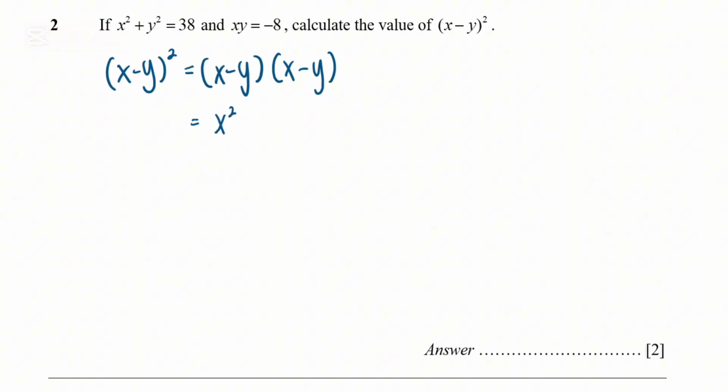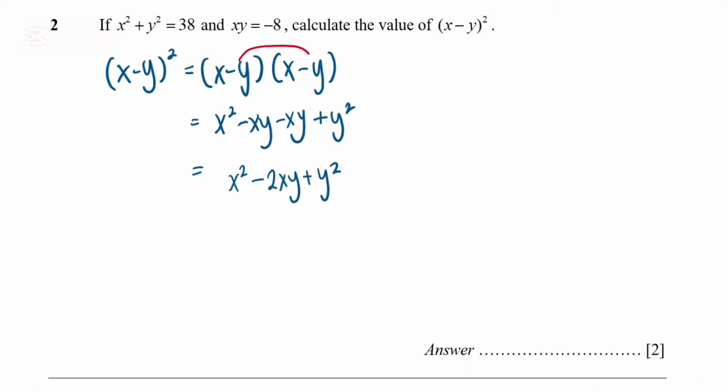It will be x squared if I take x times x, and then afterwards I will take x times negative y, which will give me minus xy, and then I will take minus y times x, which will also give me another minus xy, and then lastly I will take minus y times minus y, which will give me positive y squared, because minus minus becomes plus, and I will get x squared minus 2xy plus y squared. So if these are all equivalent, then do you see how there is an x squared and a y squared here? That will then be equivalent to 38 according to the question, right?